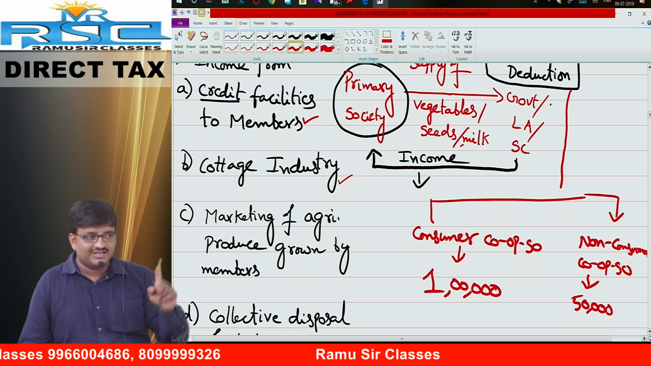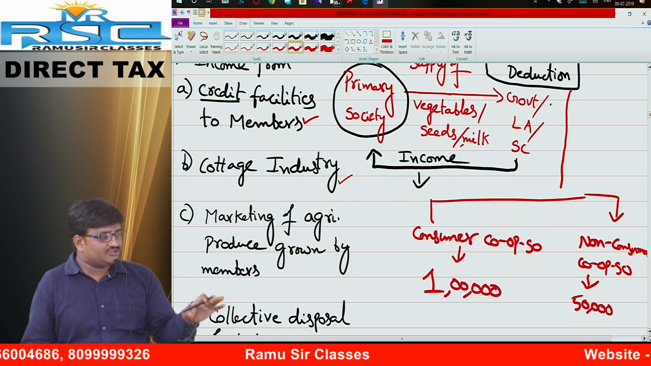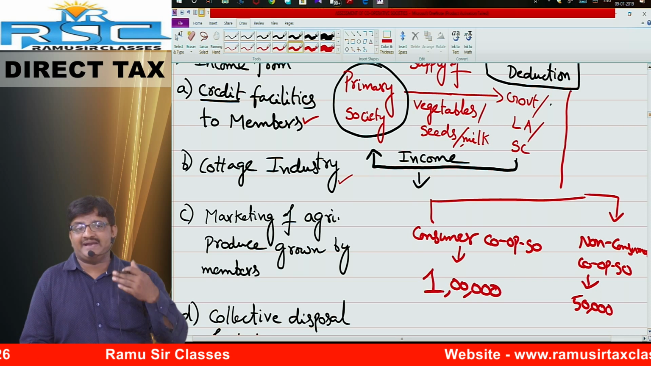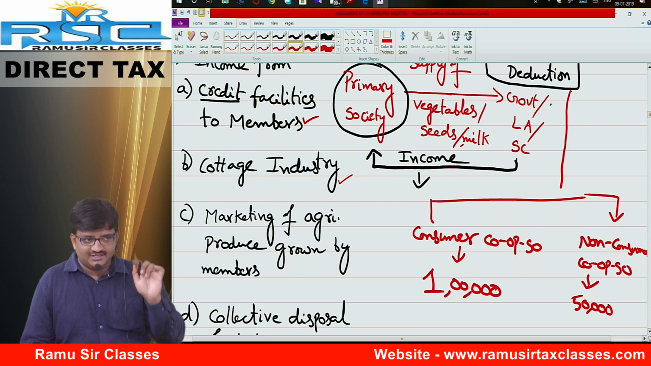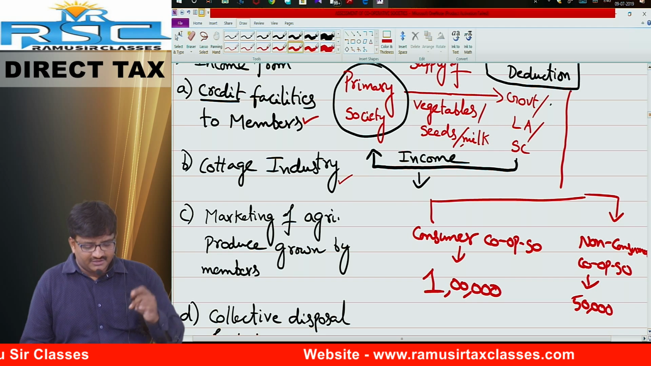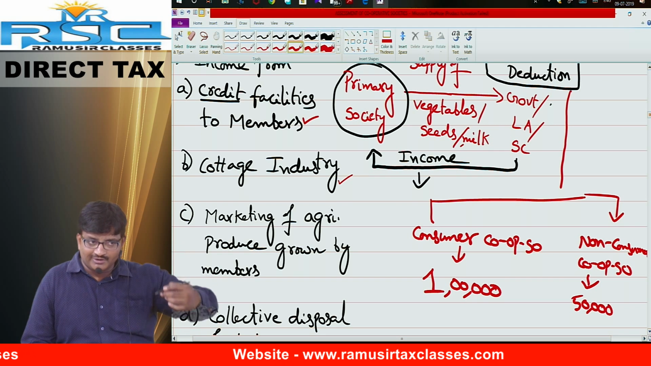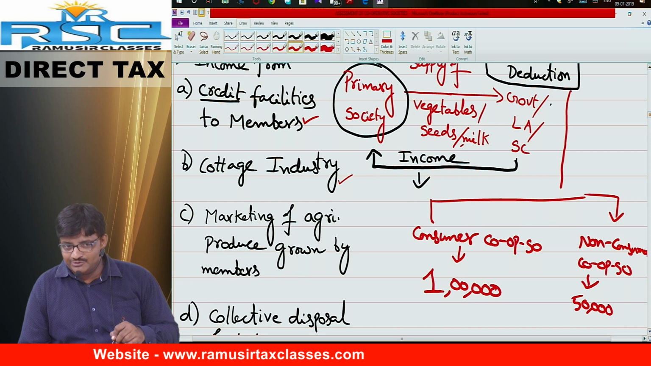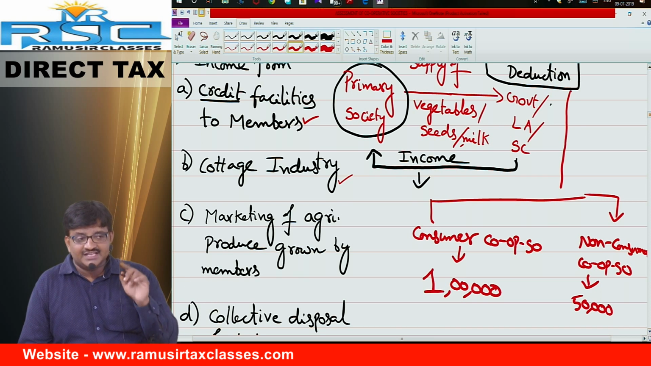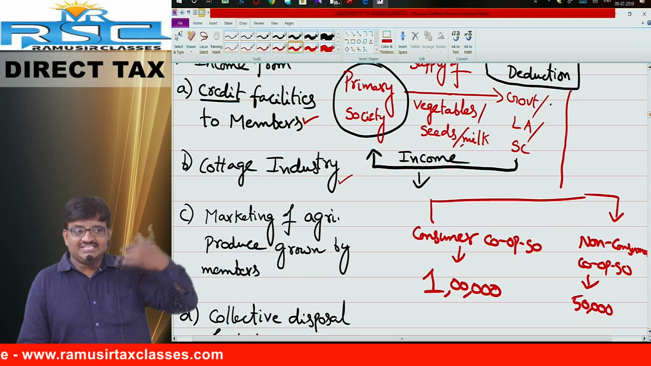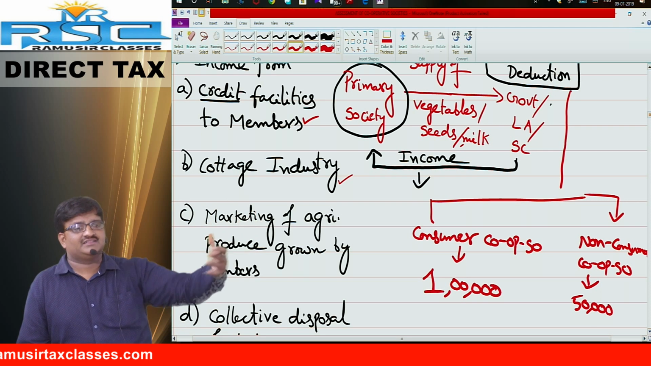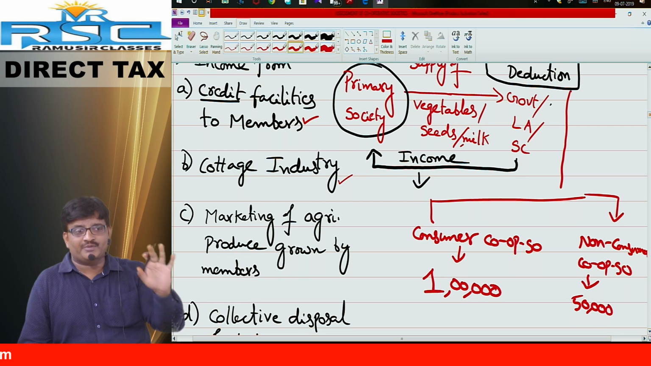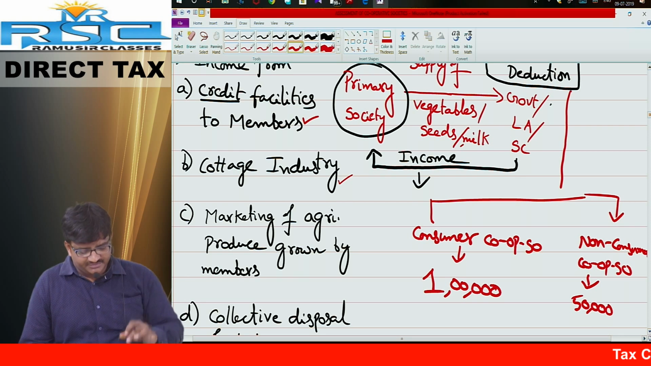So in this case, 1 lakh is the deduction. Any consumer cooperative society, 1 lakh is the deduction. Non-consumer cooperative society, by default, 50,000 is the deduction. Friends, one warning for everyone. Some students, while computing total income of the society, generally forget about this deduction. Be careful. General deduction must be given in addition to all other sections and subsections. General deduction will be allowed if you are a cooperative society. By default, general deduction will be allowed.